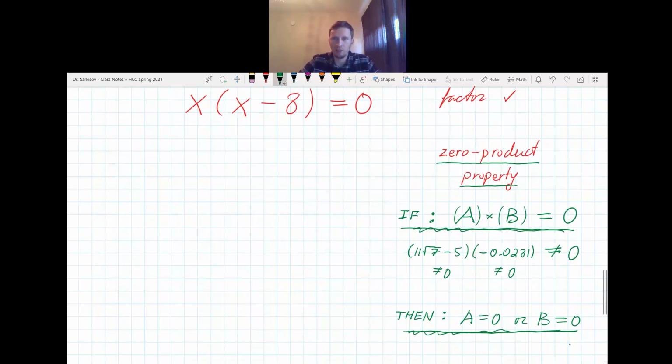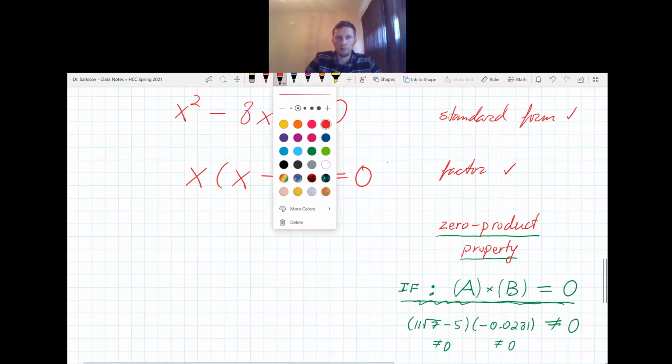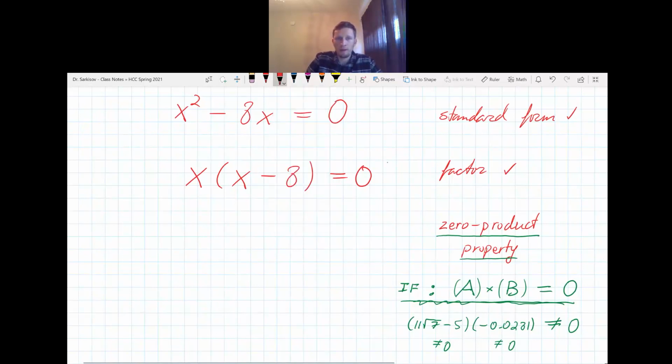All right, so let's actually use it here for our equation solving, right? What does the zero product property mean here? Well, look, my A is this, my B is that, right there. So either x is equal to 0, that's the zero product property there, right?